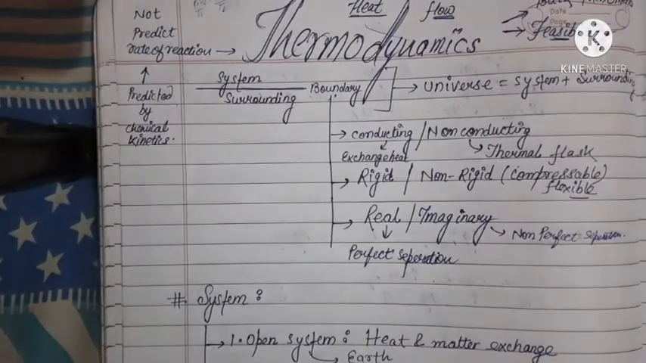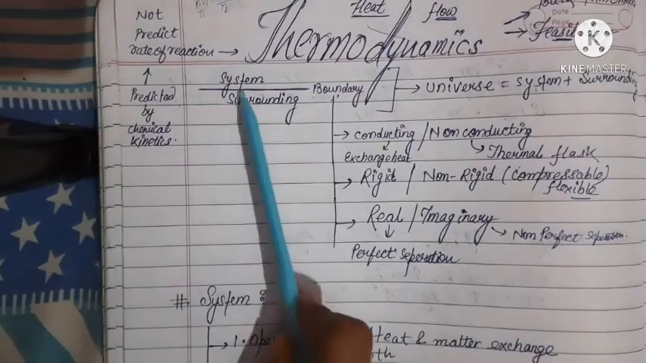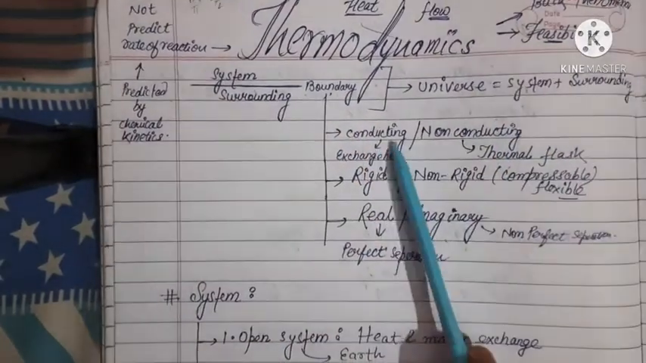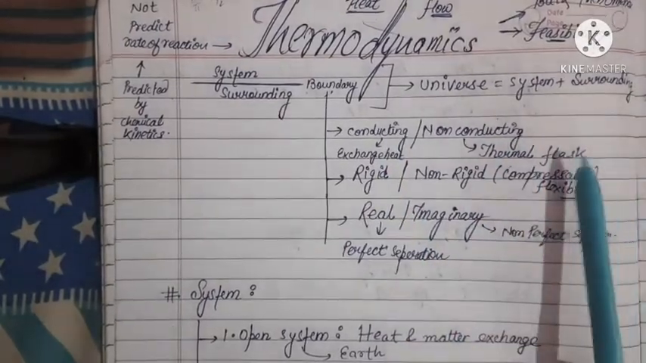So hey students, today we are going to study thermodynamics. So, firstly, system and surrounding. There's a boundary. Universe equal to system plus surrounding. Conducting and non-conducting. Conducting, exchange heat. Non-conducting, thermal flask, does not exchange heat.